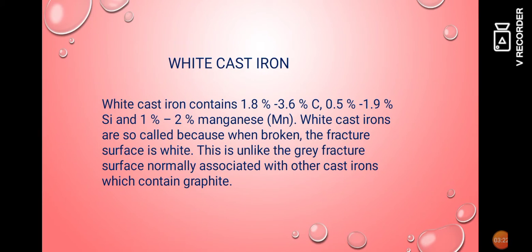White cast iron contains 1.8% to 3.6% carbon, 0.5% to 1.9% silicon and 1% to 2% manganese. White cast irons are so called because when broken the fracture surface is white. This is unlike the grey fracture surface normally associated with other cast irons which contain graphite.